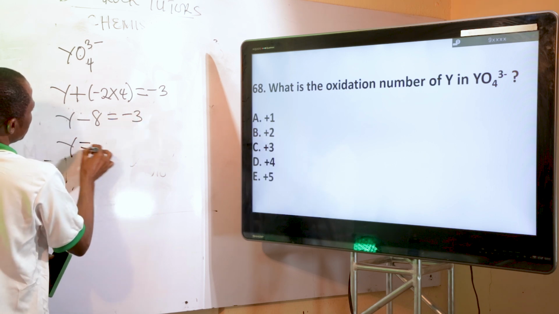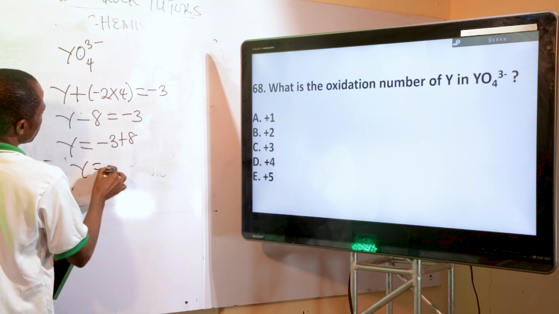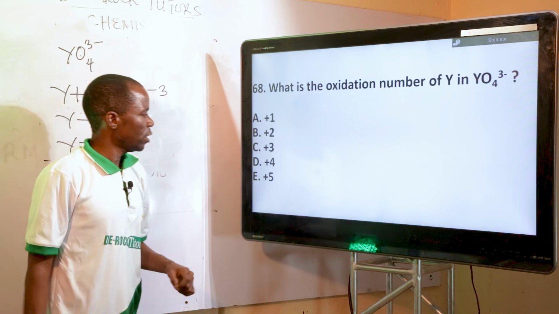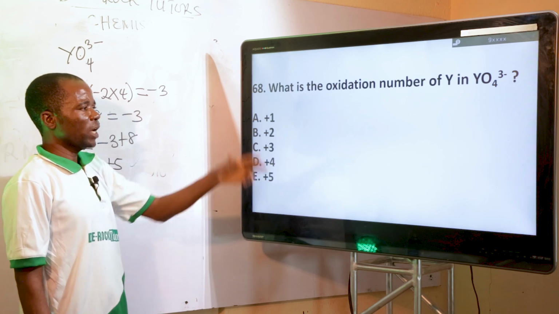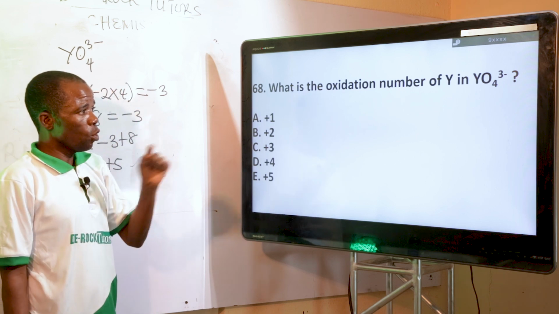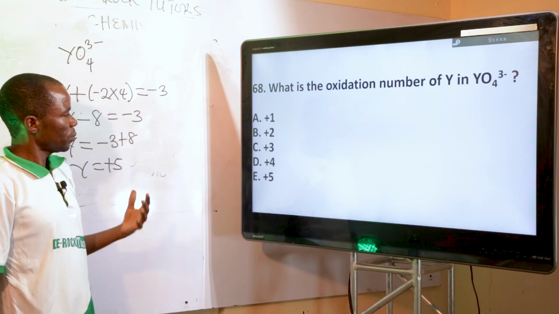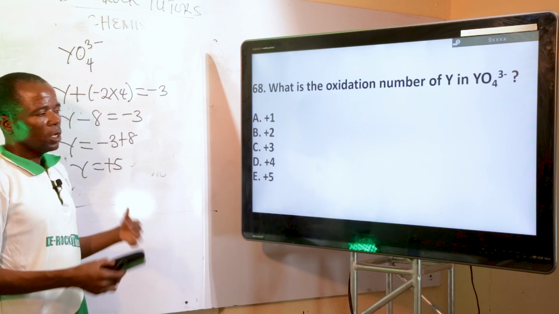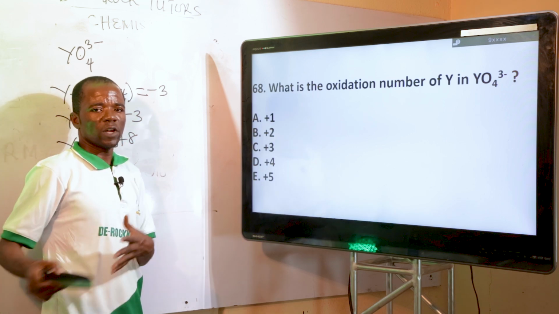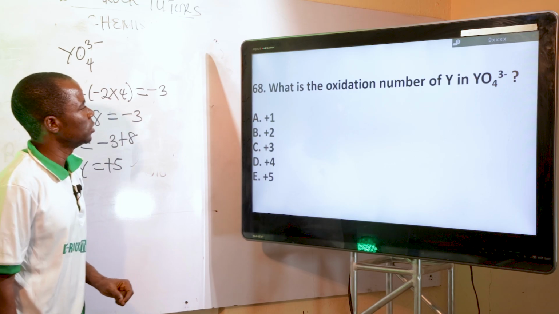So this Y is equal to, if you take minus 8 to the other side, it becomes plus 8, and then Y, as you can see, is plus 5. So the oxidation number of Y in this anion is plus 5. And we can even say that that particular Y is definitely phosphorus, PO4 3 minus. After all, one of the oxidation states of phosphorus is plus 5. Don't forget that phosphorus also exists in plus 3. We have phosphorus 3 chloride, PCl3, we have phosphorus 5 chloride, PCl5. So the correct answer here is E, number 69.